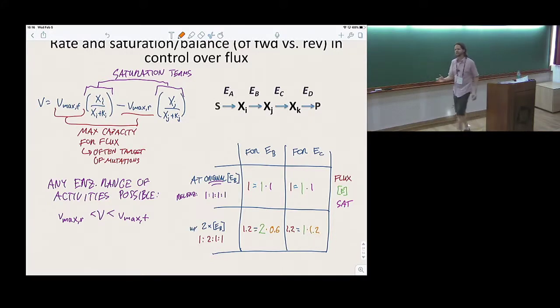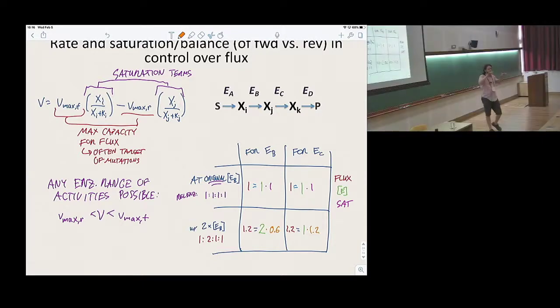Does that make sense? Right? And so any given enzyme, by changing any mutation to an enzyme, has to change all the other saturation terms, causing all of them to rise up as it's also dropping down, until you reach a new steady state.